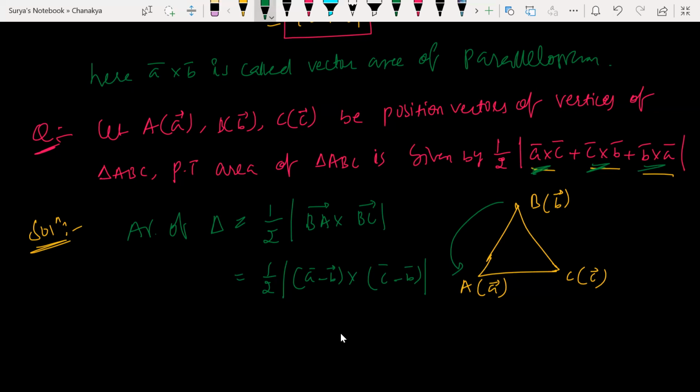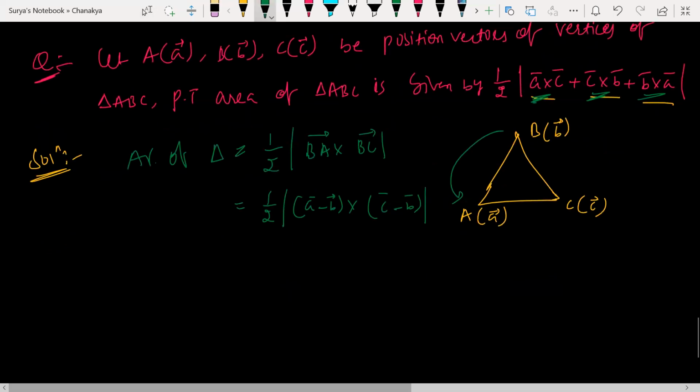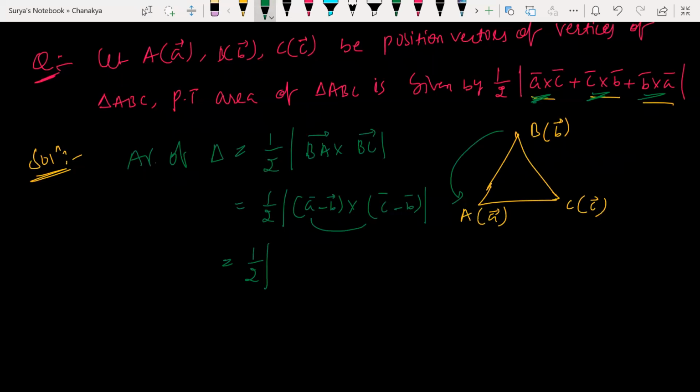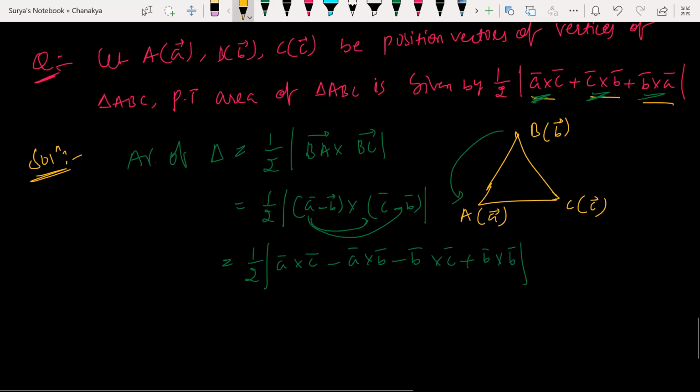Okay, look, let's try to open this up. Half multiplied by a cross c, minus a cross b, and minus b cross c, and plus b cross b. b cross b gives you what? Of course 0. So forget about that. Yes, b cross b gives you 0. Just forget about that.